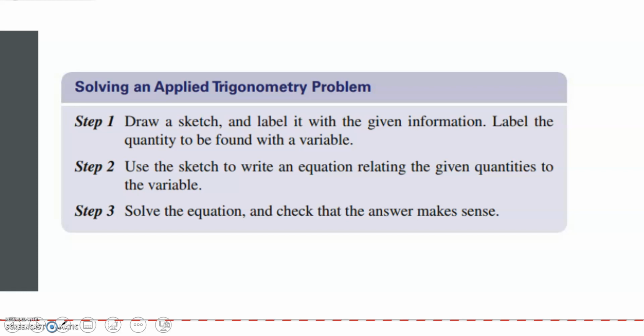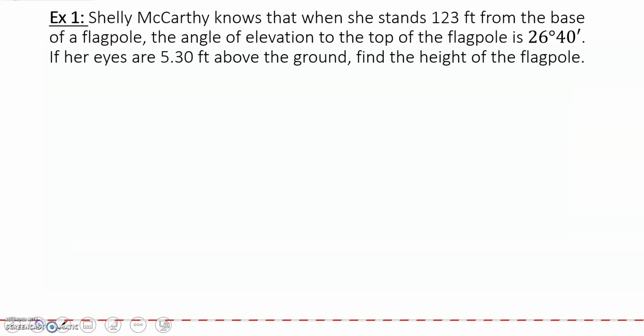And then the second step is you want to use the sketch to write an equation that relates the information that's given to the variables that are unknown. And then once you have those equations written, you want to solve those equations and check your answer and make sure it makes sense. So those are the 3 steps that we'll go through to solve these applied trigonometry problems. And so we're going to look at a couple examples. So let's just get started.